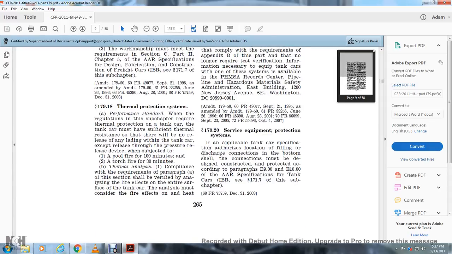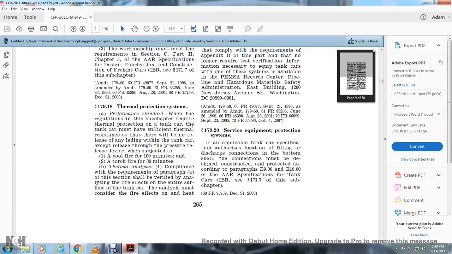Alright, 179.18 Thermal protection system. Performance standards. When the regulations of this subchapter require thermal protection, the tank car must have sufficient thermal resistance so that there is no release of any lading from the tank car, except release through the pressure relief device, when subject to a pool fire for 100 minutes and a torch fire for 30 minutes. Thermal analysis. Compliance with the requirements of paragraph A of this section is verified with an analysis of the fire effects on the entire surface of the tank car.